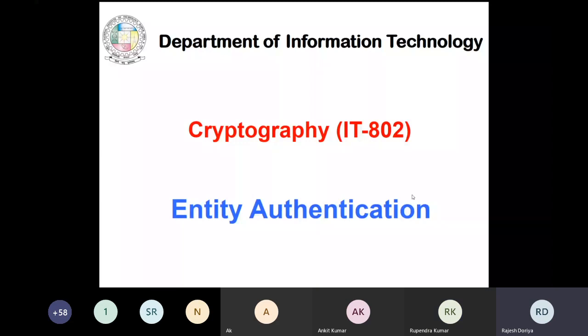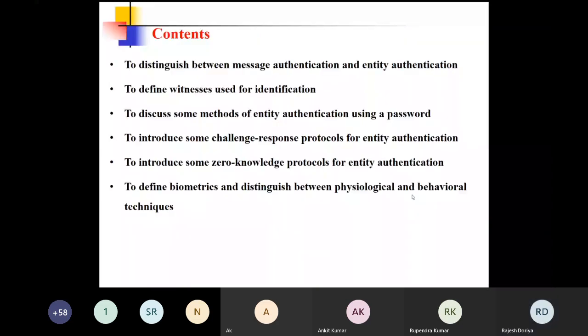Yes, sir. So let me begin with today's class. So today we are going to discuss the concept of entity authentication. So these are the contents for today's class. So first of all, we are going to distinguish between message authentication and entity authentication. In the earlier classes, we have studied the concept of message authentication.